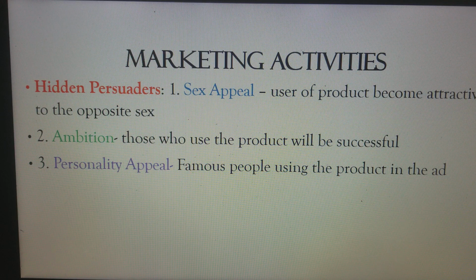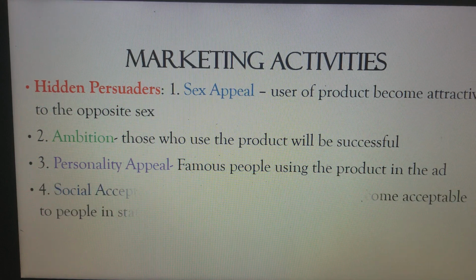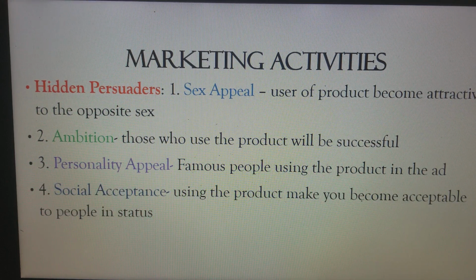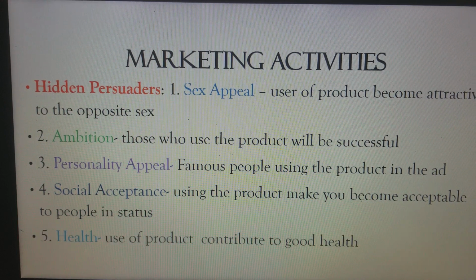The third type of persuader is personality persuader. Yes, famous people using the product in the ad. So, for example, if Usain Bolt uses it, then you can use it and become like him. Social acceptance here suggests that using the product makes you become acceptable. All right, so people of high status use it, and therefore if you use it too, you'll be accepted in that status. Health. So for those who use the product, it will contribute to their health.